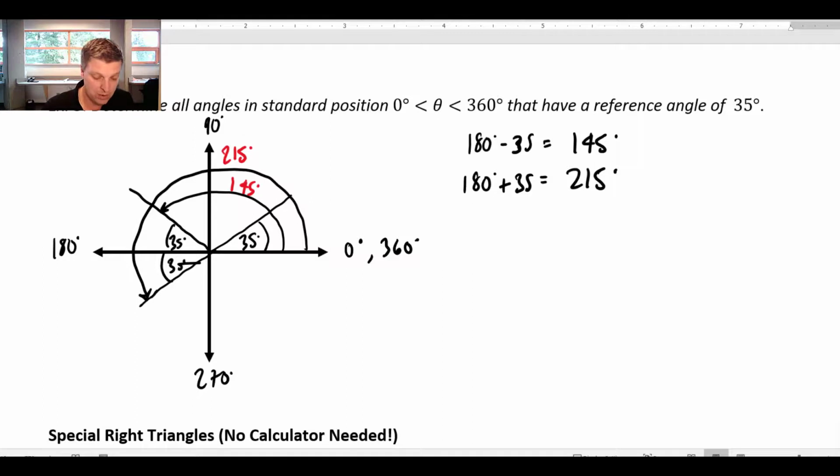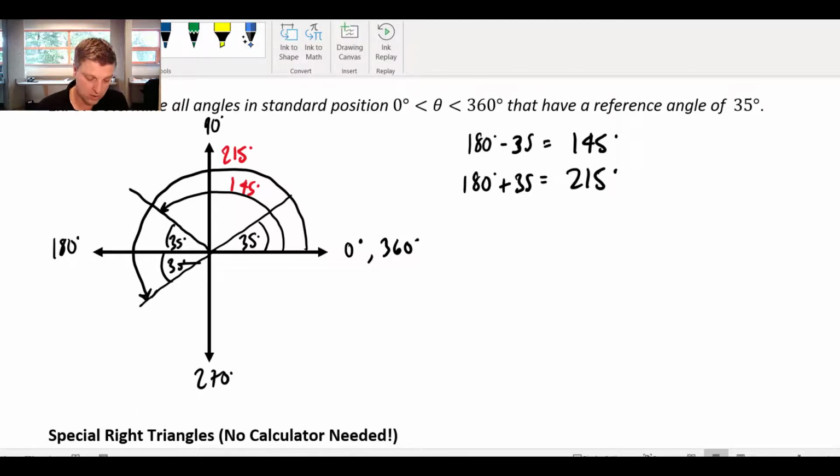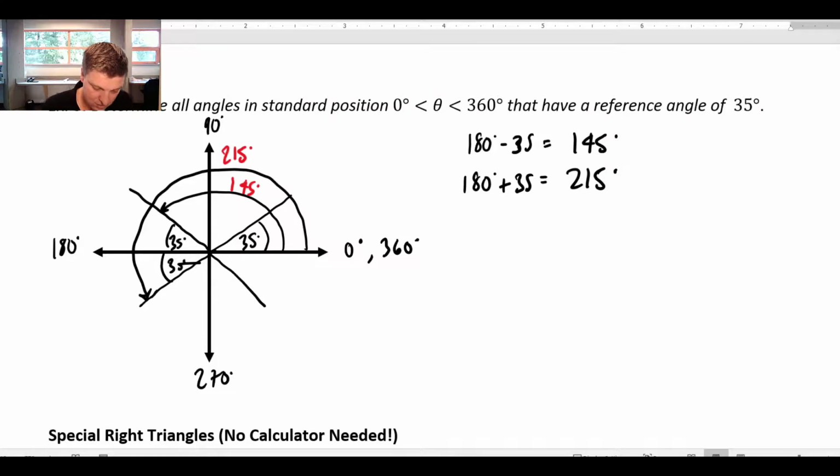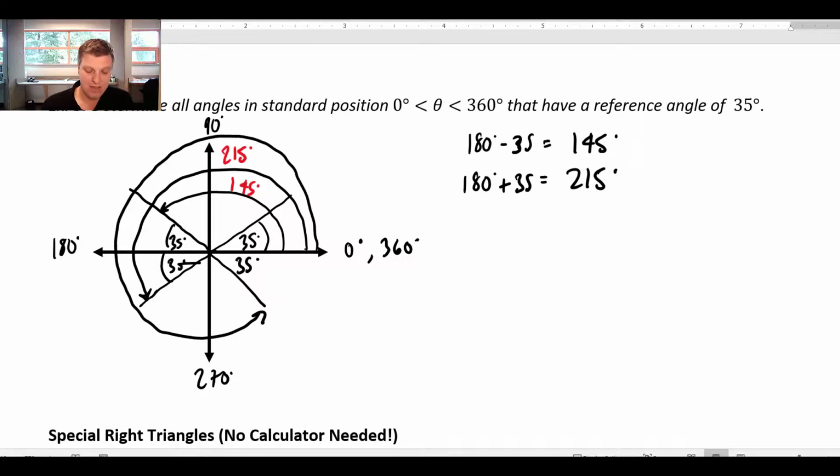And then I'm going to do one more where I keep going around, and now I end up in the fourth quadrant, where I make a 35 degree angle between the x-axis and the terminal arm, which means I go all the way around to here. And that angle there, you could see, would be 360 degrees minus 35, which would be 325 degrees. And so this angle here is 325. And so the angles 35, 145, 215, 325 all have the same reference angle, which is 35 degrees.